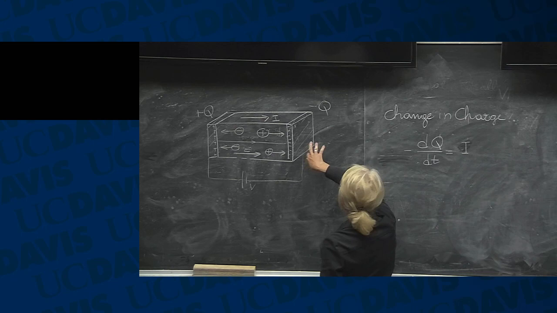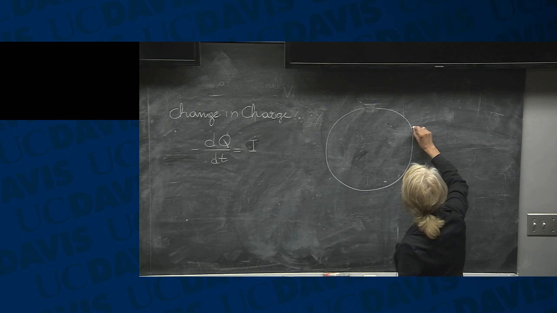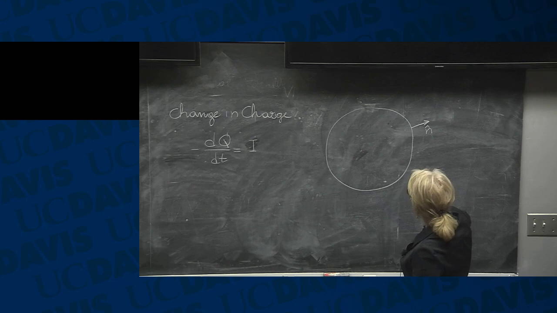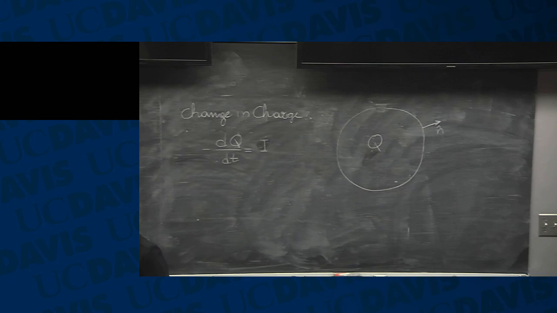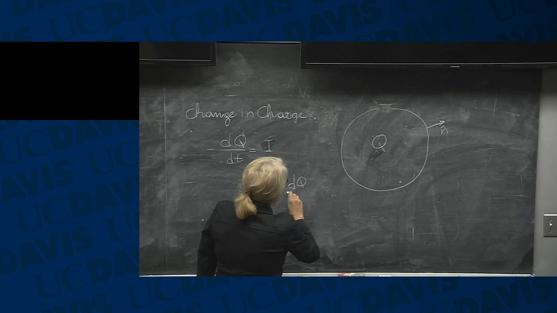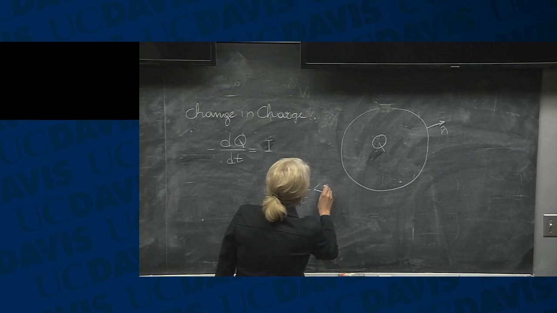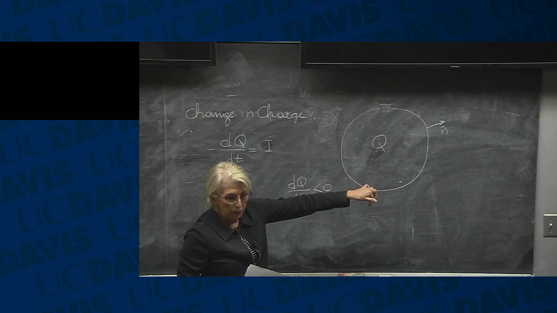Now, if we go from this very specialized case to a more general one, let's assume now that I have a volume. All right? And the volume has a surface that encloses it with a direction n. And let's assume that I have a charge Q in this. And I find that as time changes, this charge changes. So I have a reduction in the charge, which means that this number is going to be negative.